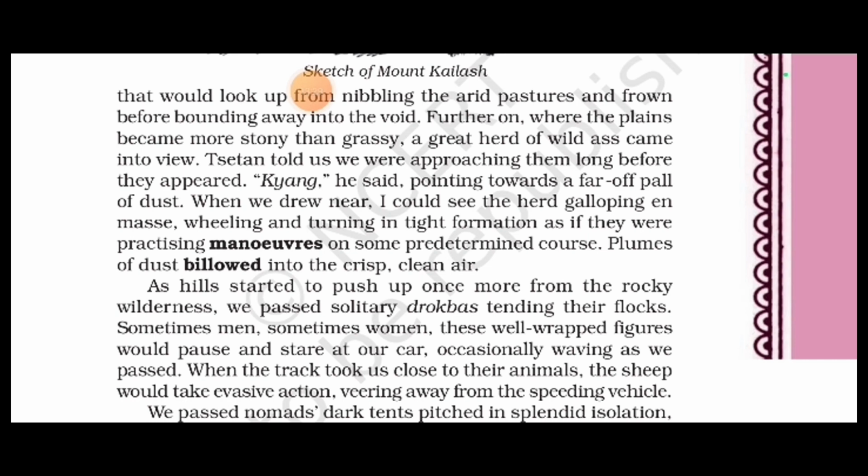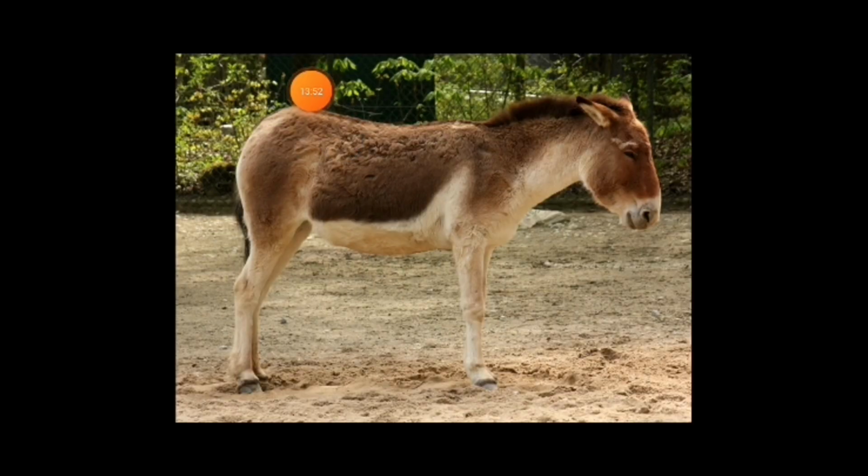Wheeling and turning in tight formation as if they were practicing maneuvers on some predetermined course. Now Satan tells from far away, long before, who was coming, Kyang were coming. Kyang are wild asses. I'll show you the picture now. Now children, Kyang looks like this. So when we drew near, I could see the herd galloping en masse. En masse means together.